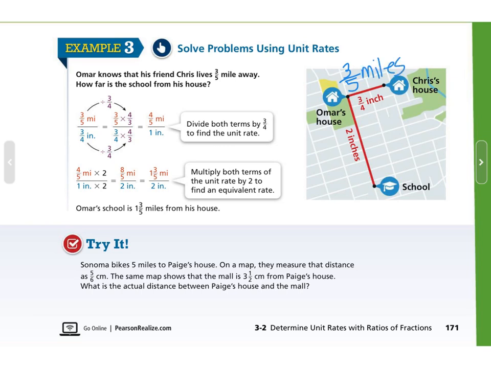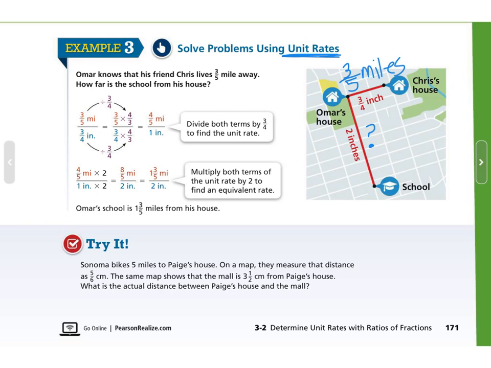Okay? What we want to know is the school to Omar's house. So I want this distance here that is equivalent to those 2 inches. So the idea behind this is to use our unit rates in order to figure out what is the map scale, and then use that map scale to determine how far Omar's house is from the school.